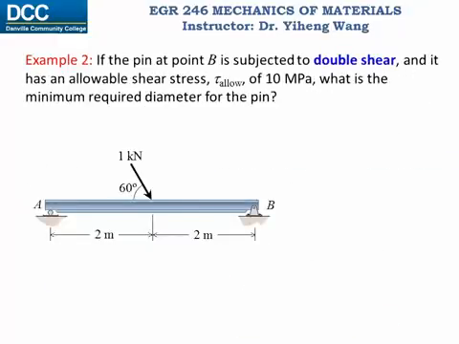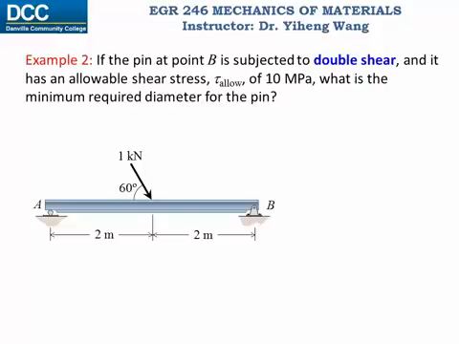Let's look at another example. For this simply supported beam structure, if the pin at point B is subjected to double shear and the allowable shear stress for the material of the pin is given, we need to determine the minimum required diameter of the pin. For this example, since allowable shear stress is already given, we don't need to try to find it through the factor of safety. We just need to make sure that the shear stress experienced at pin B doesn't exceed this allowable value.